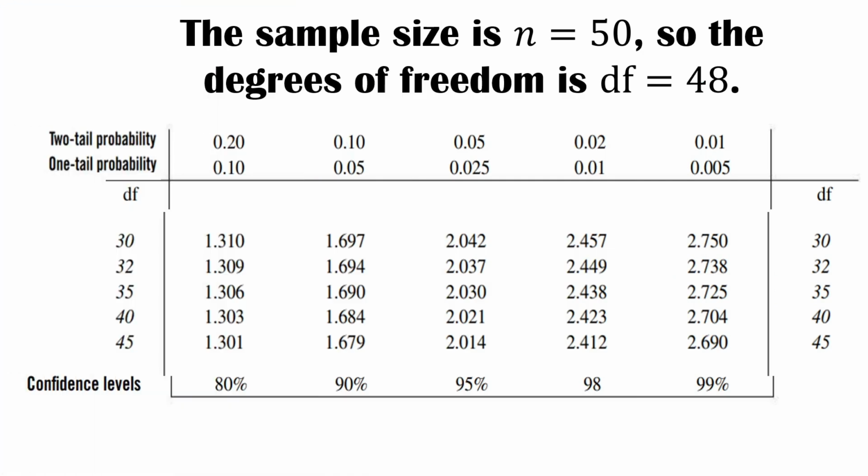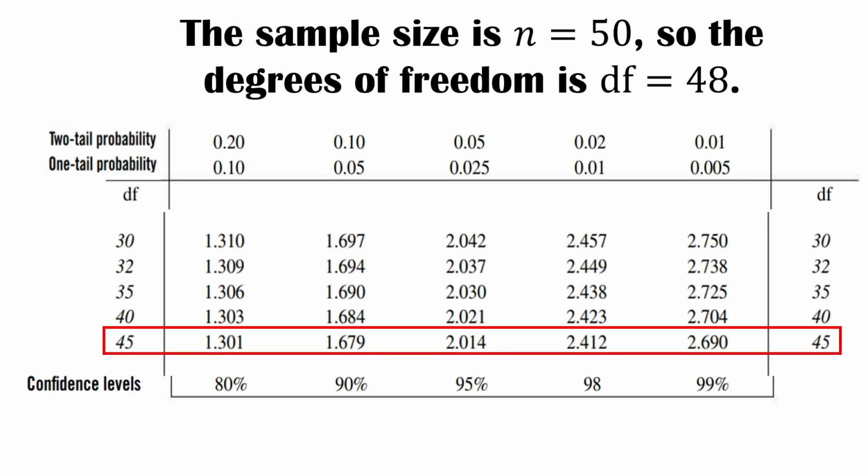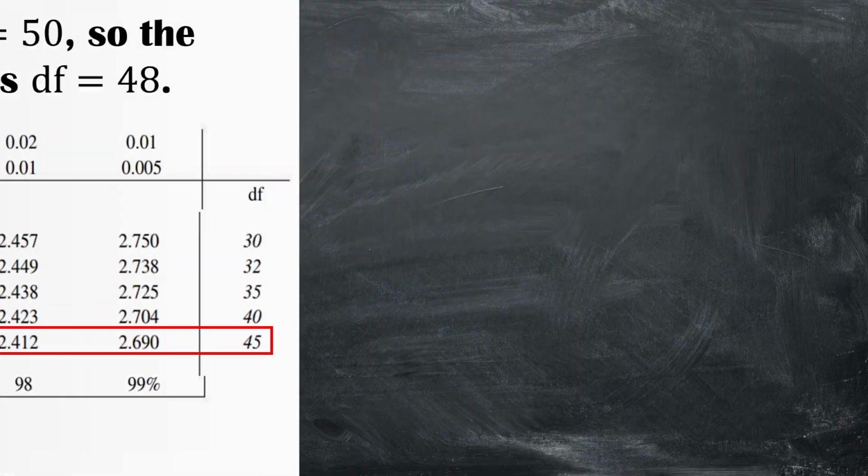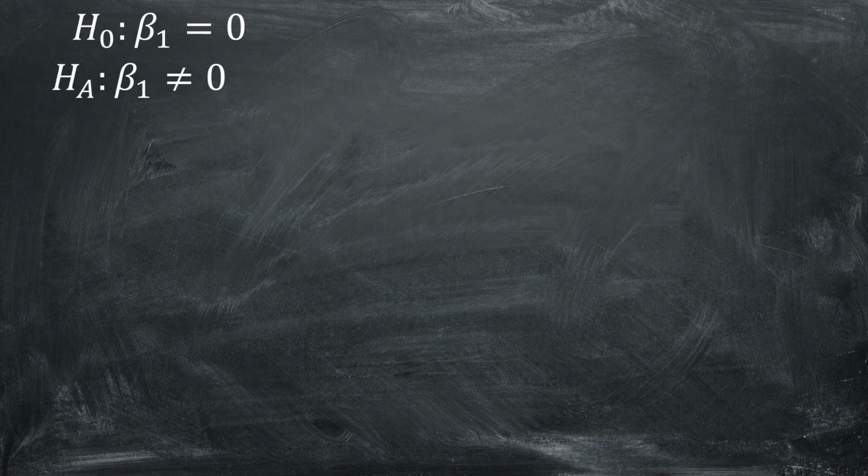So again, sample size is 50. Degrees of freedom is sample size minus 2. So we're looking at 45 degrees of freedom as an approximation. We want a two-tailed test with a two-tailed probability of 5%. You can see the critical value is the same as we used for the 95% confidence interval. So here are the hypotheses.